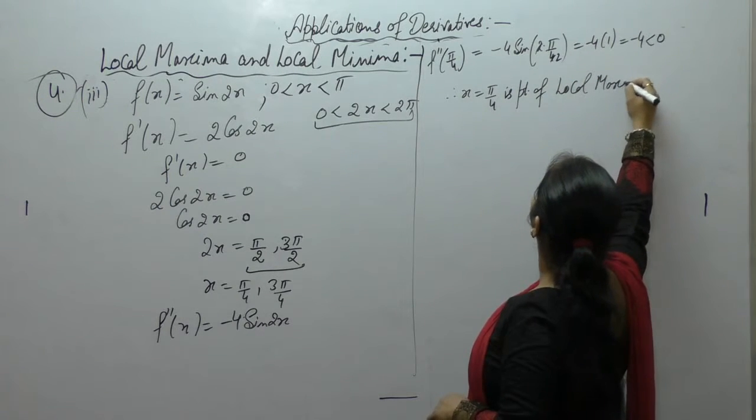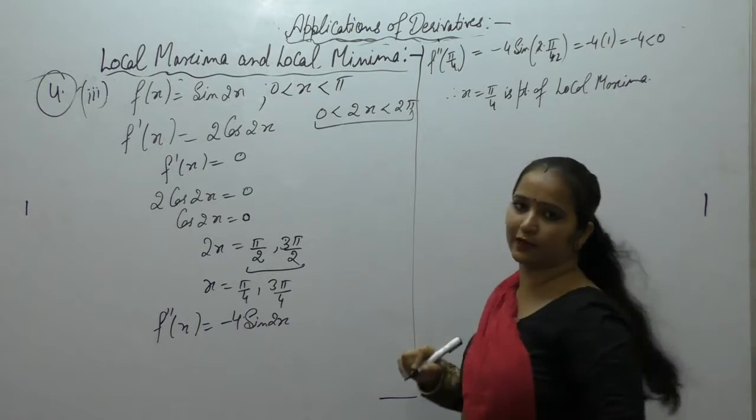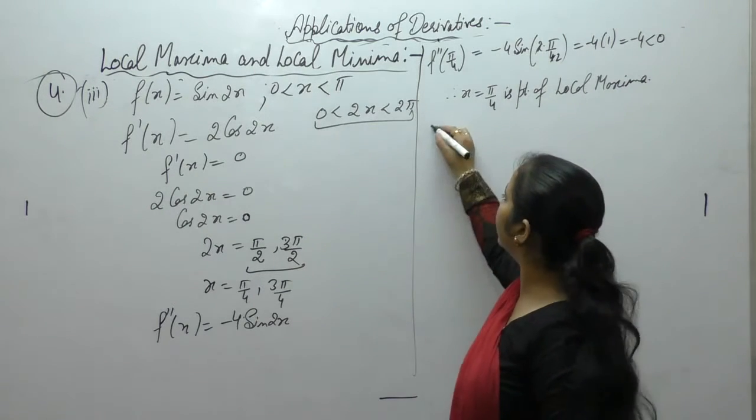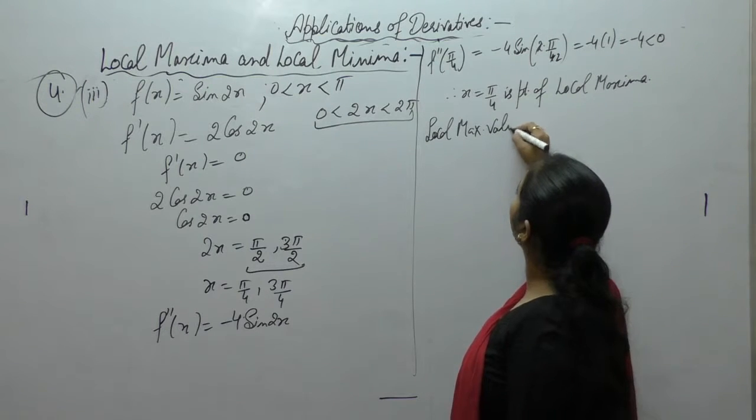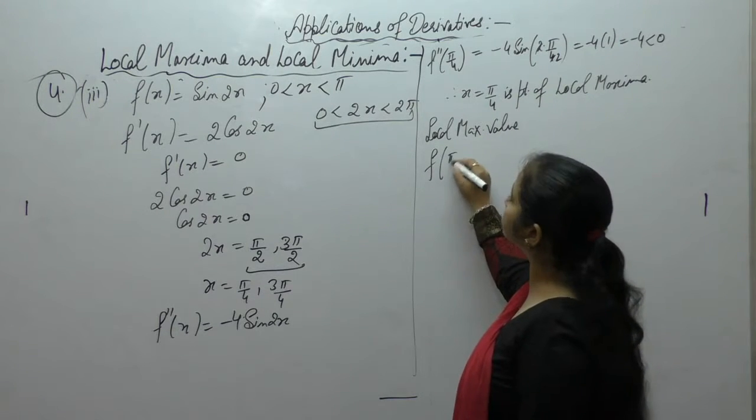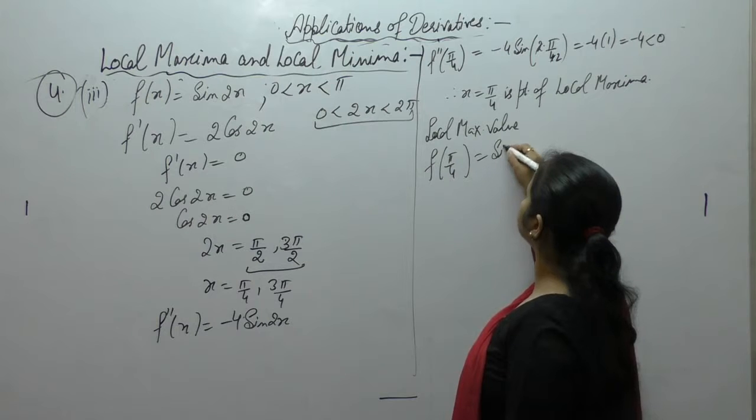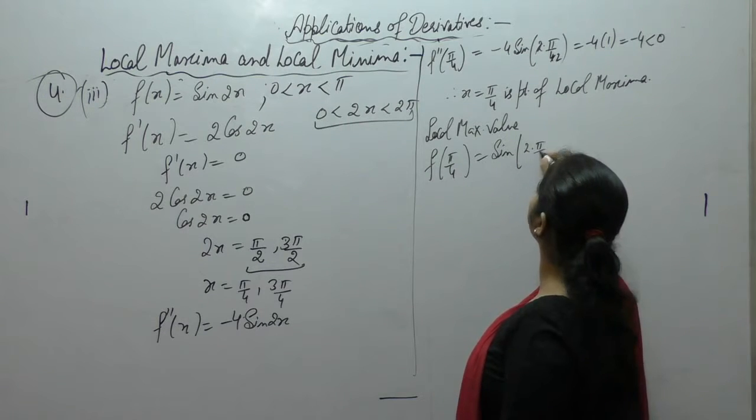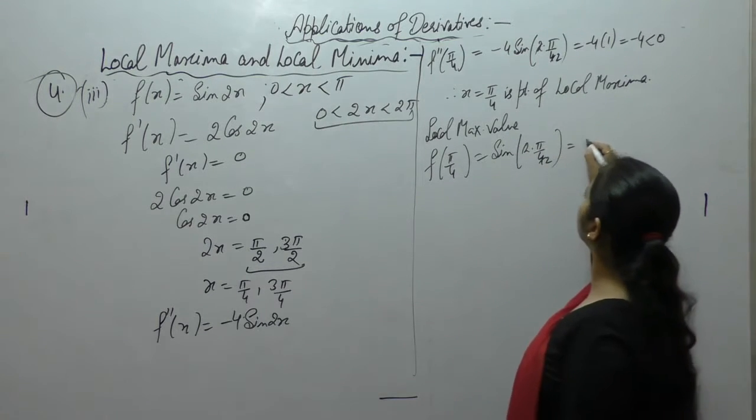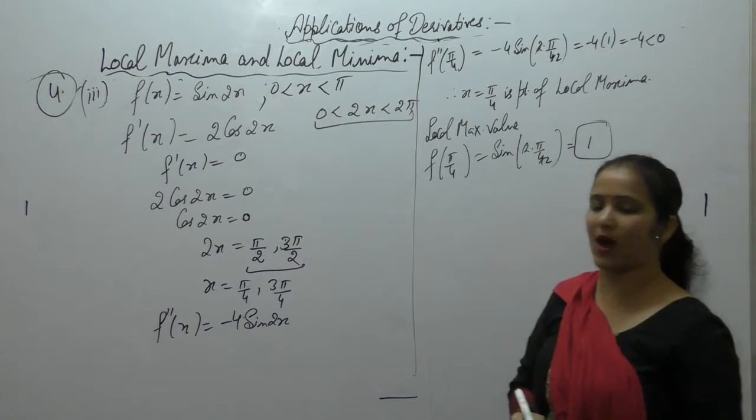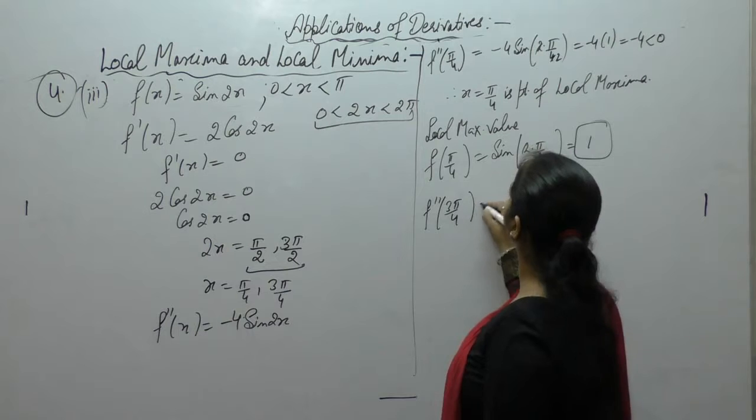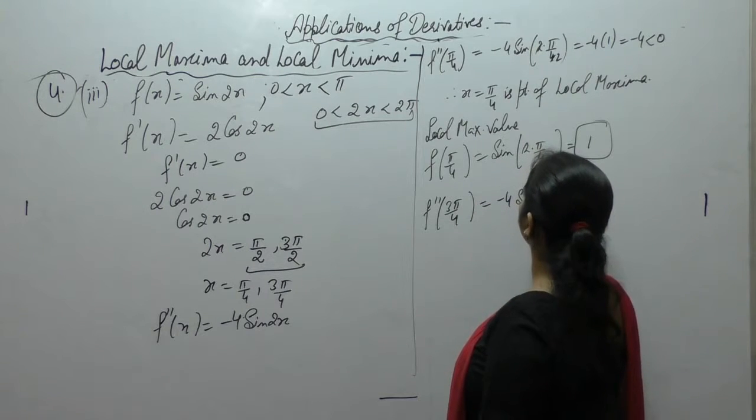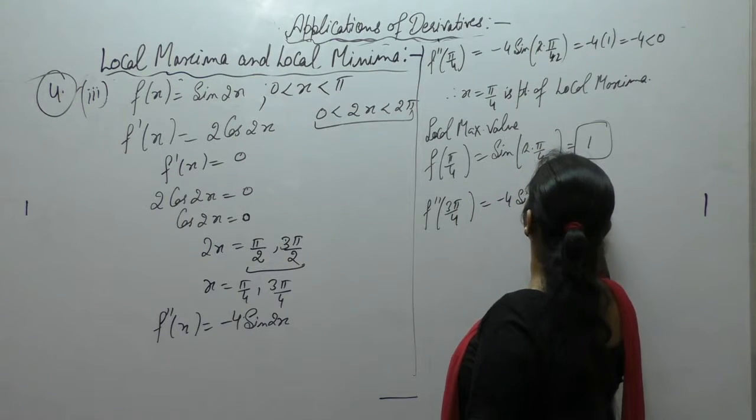Second derivative has value less than 0 at this point. Therefore, point of local maxima. And local maximum value will be f of pi by 4, sine 2 into pi by 4. That is sine pi by 2, sine 90 is 1. Now f double dash 3 pi by 4 is minus 4 sine 2 into 3 pi by 4.